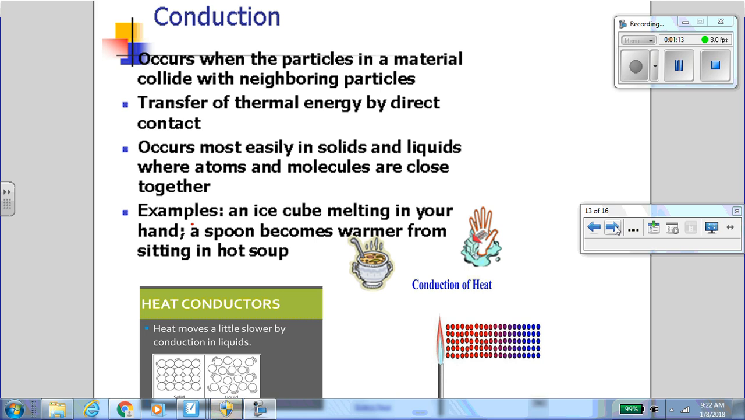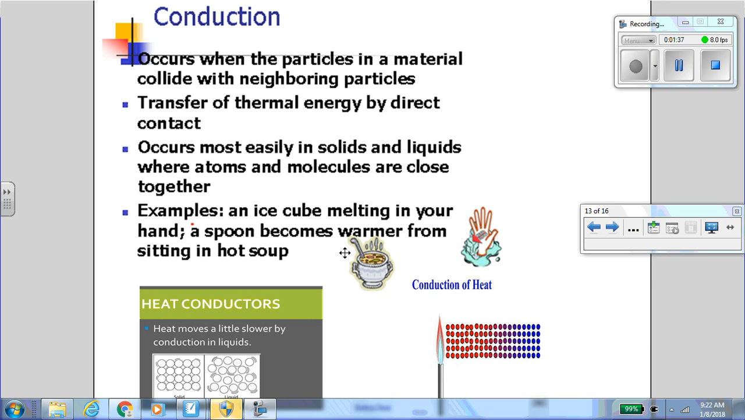If you have two objects at different temperatures, and they're touching, then heat will be transferred by what we call conduction. It's going to occur most easily in your solids and liquids because this is where the atoms and the molecules are closer together. And since they are closer together in solids and liquids, it is much easier for the heat to jump from particle to particle if those objects are in direct contact.